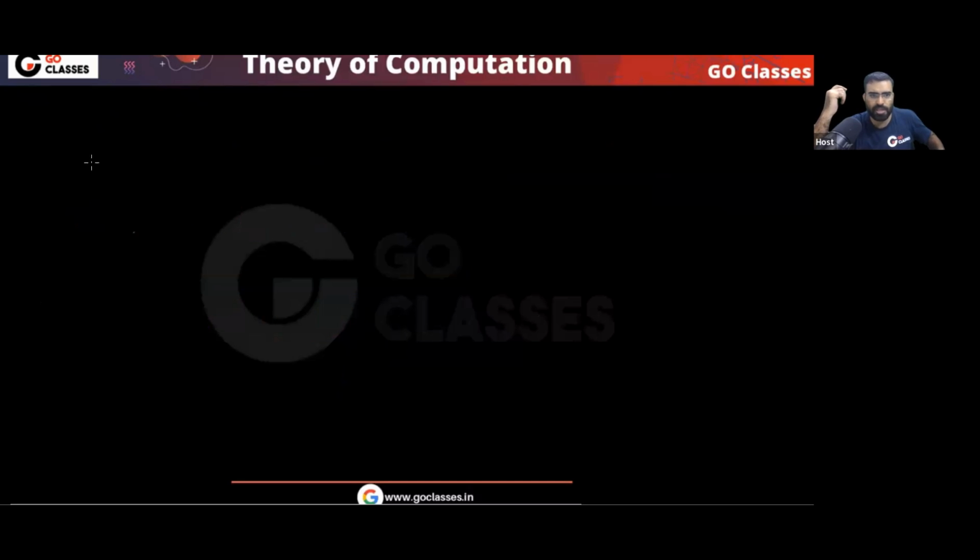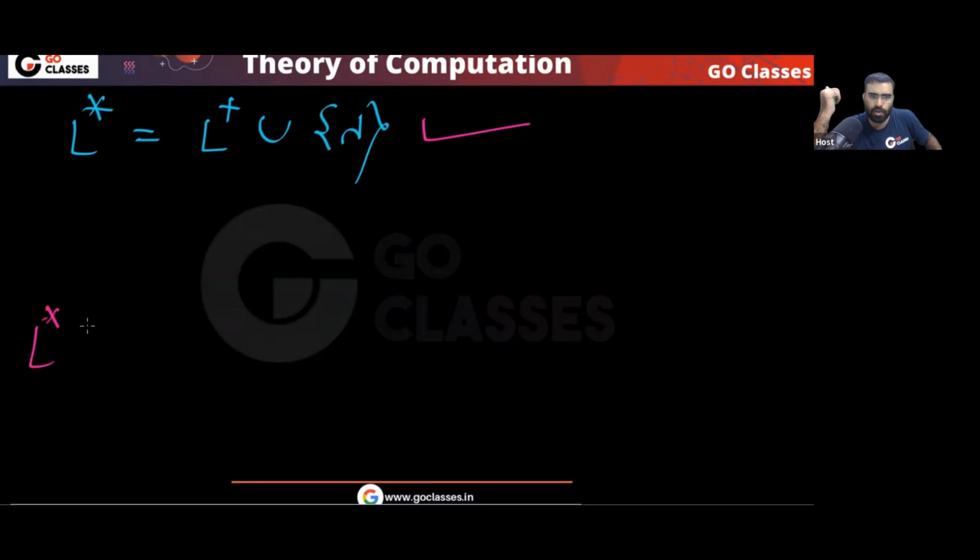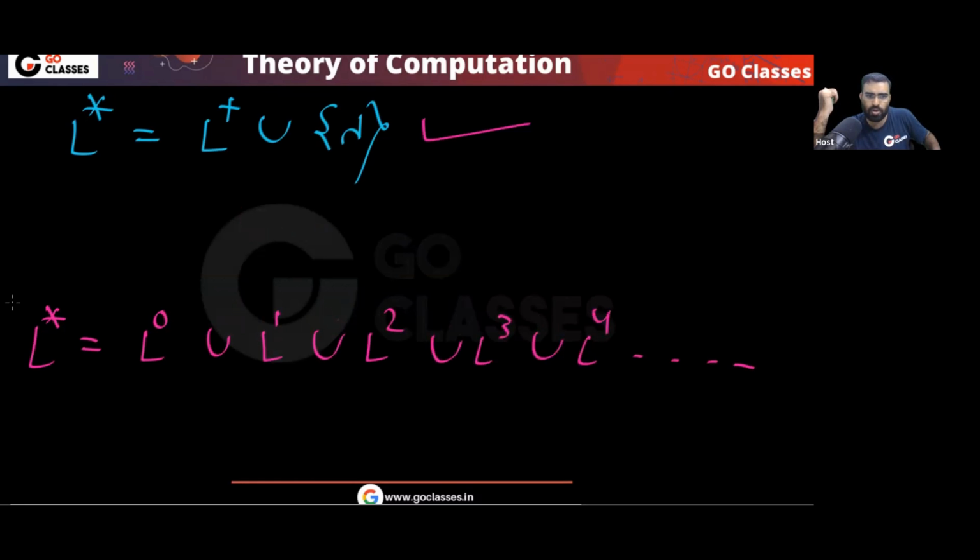Now you tell me, can I say that L star is equal to L plus union the empty string? Is this statement correct? Yes, this statement is true. Why? Very simple. What is L star? L star means L power 0, union L power 1, union L power 2, union L power 3, union L power 4, and so on.